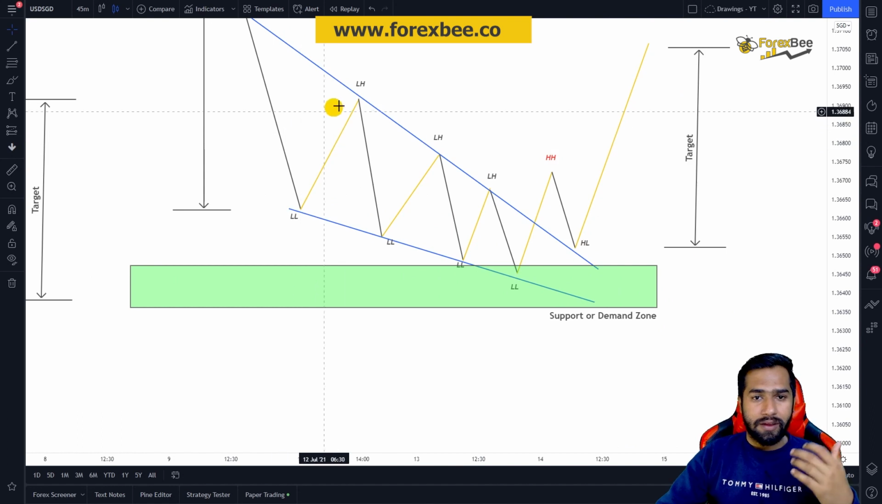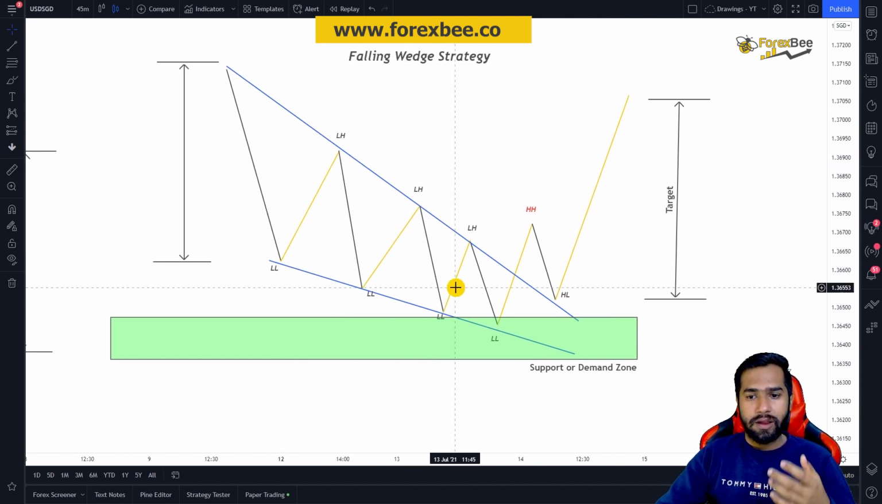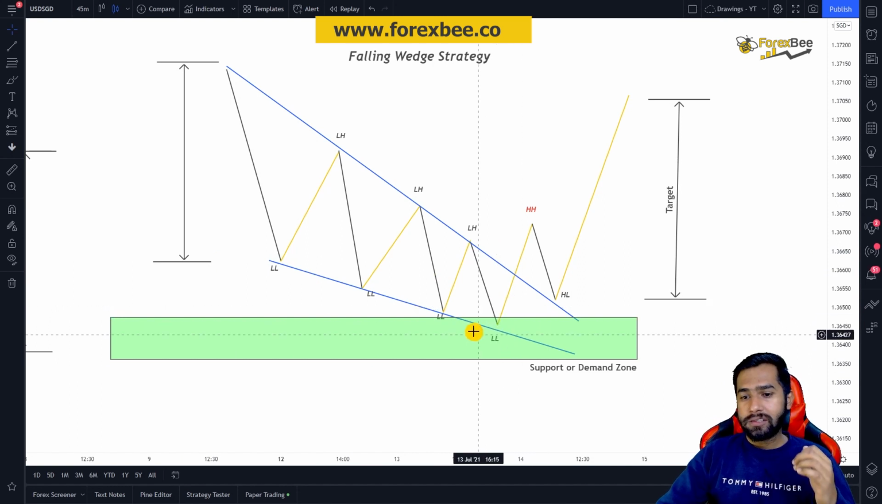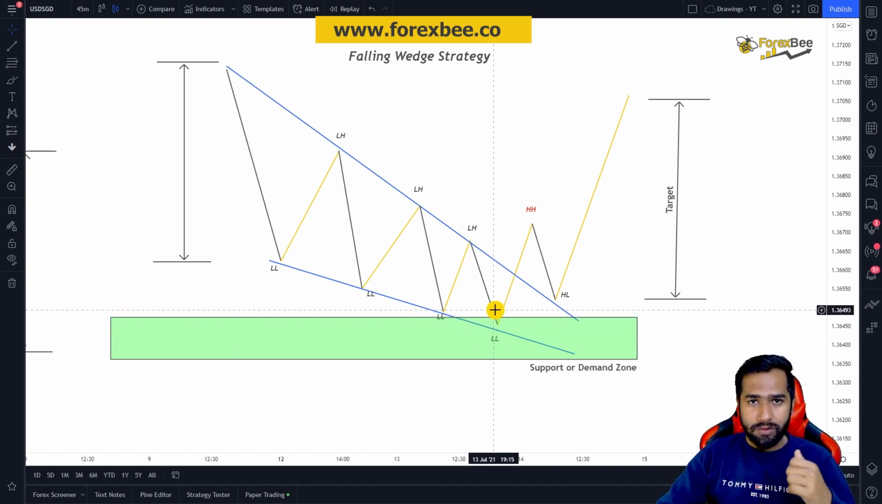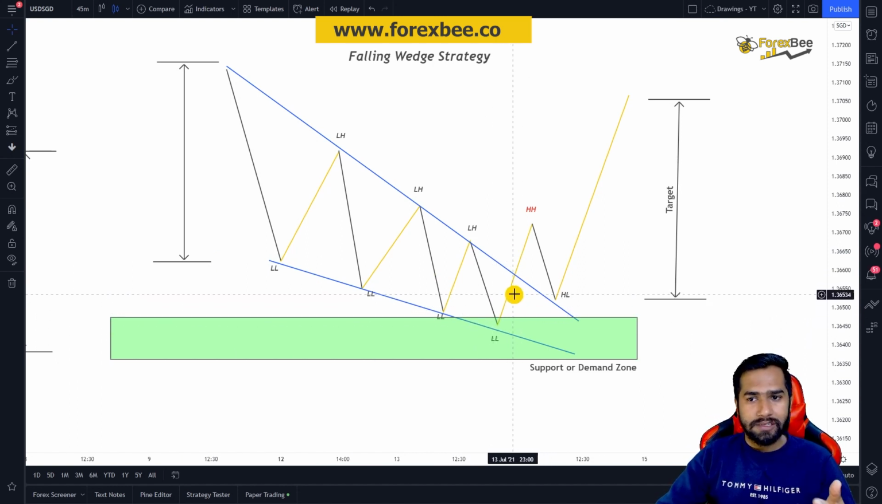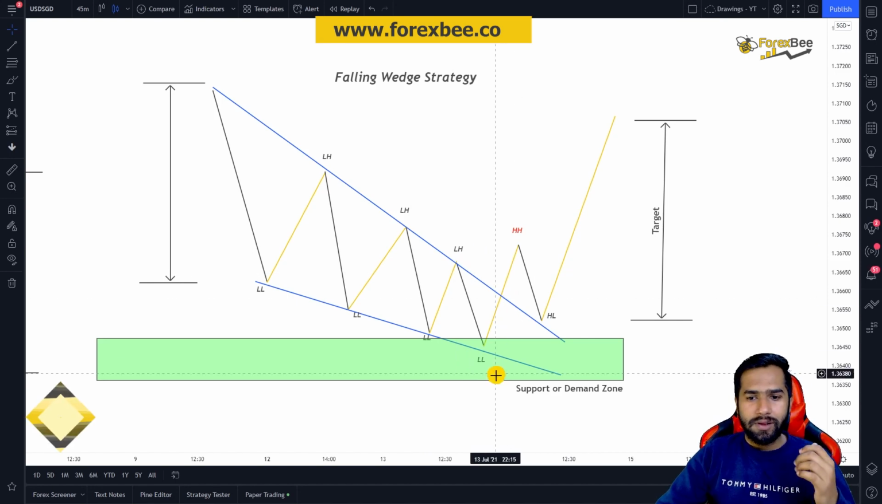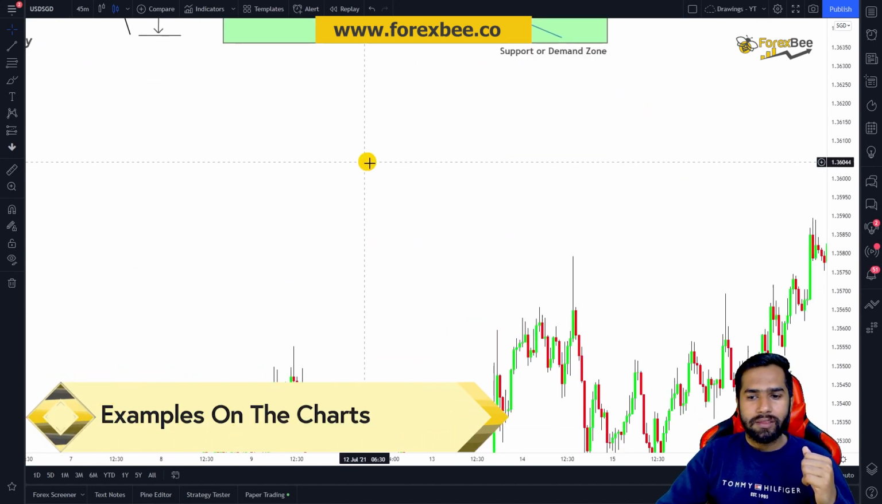So once you have detected this falling wedge pattern and you have also found some key level, then you should look for any candlestick pattern that indicates that the market is going to move in the bullish direction, and that would mean you are good to take your position. That would be your long position. So now let's go towards the charts and look at the example.